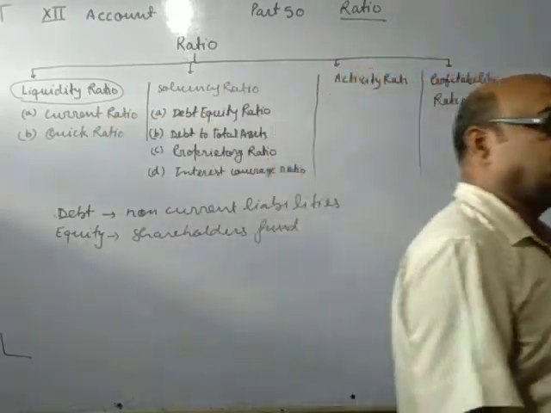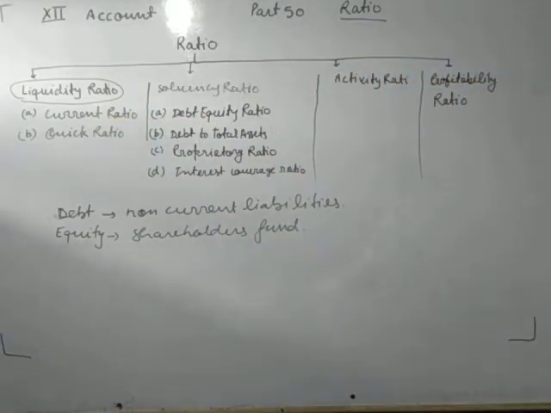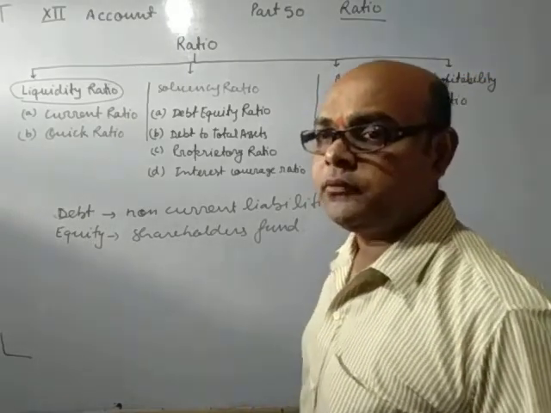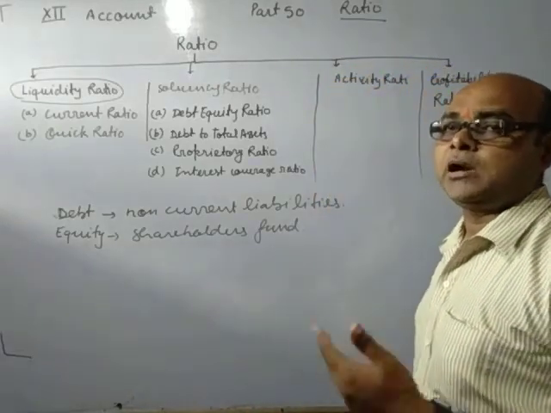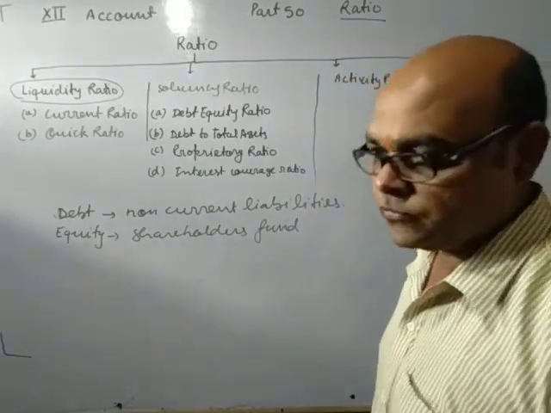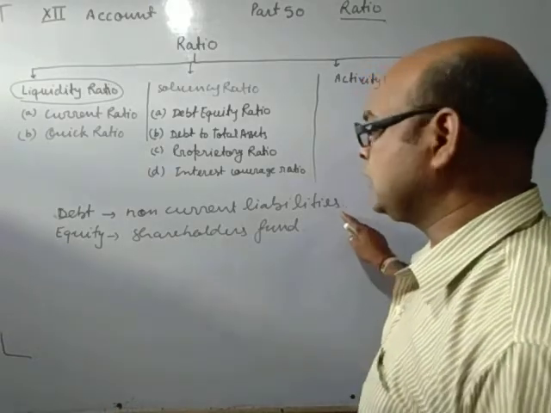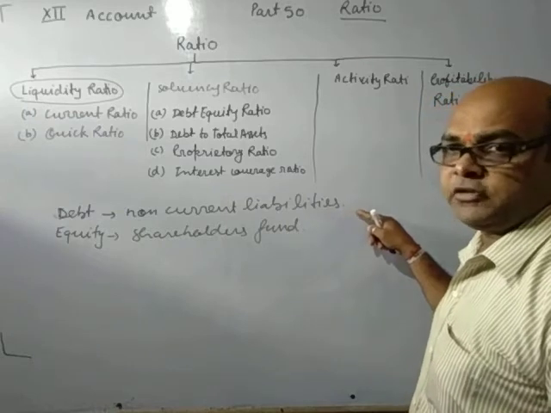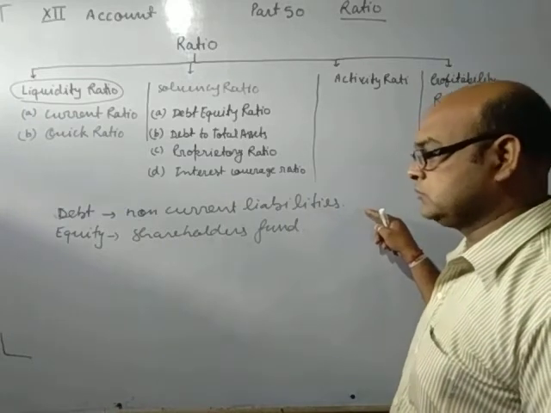Which item will come in the long-term debt or non-current liabilities? Like debenture, bank loan, employee provident fund. So all those amounts which you do not have to pay at once in the same year will come under the category of debt. Mostly loan, debenture, employees provident fund.